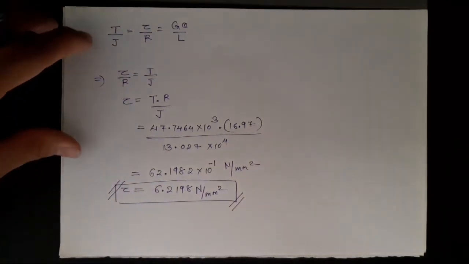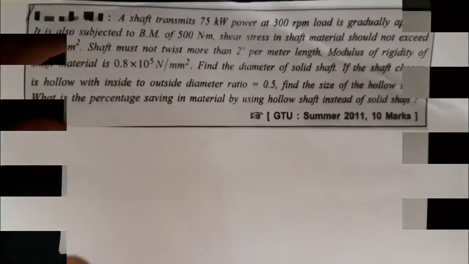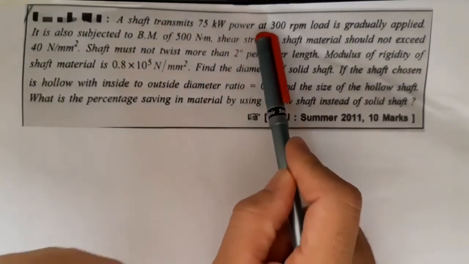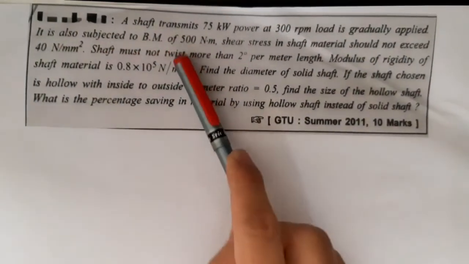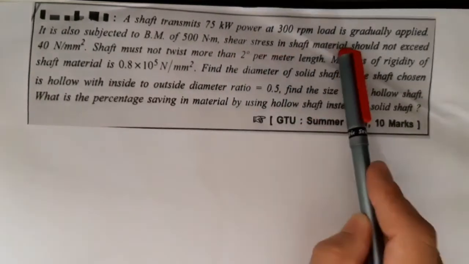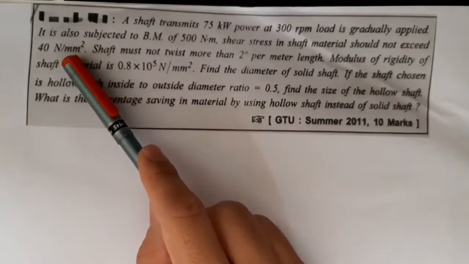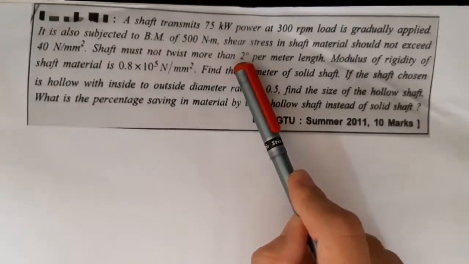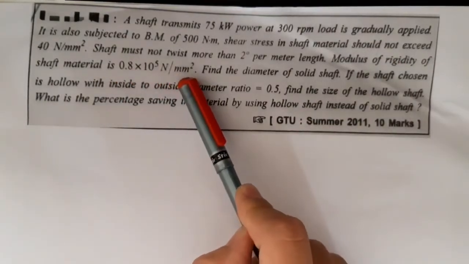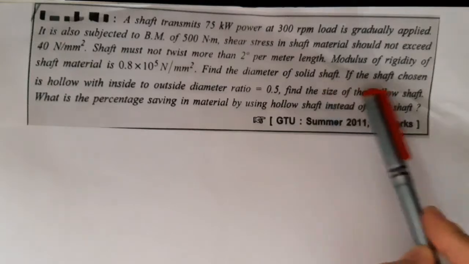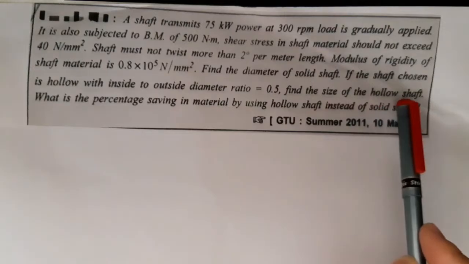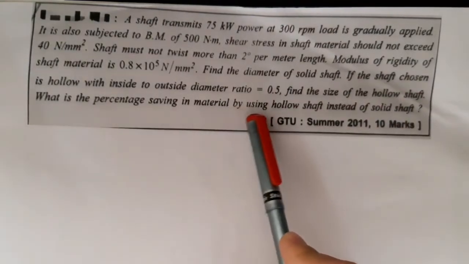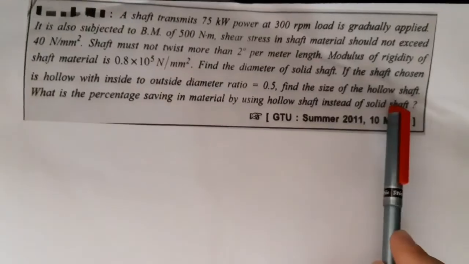Okay, so now we will move to next question. A shaft transmits 75 kilowatt power at 300 rpm. Load is gradually applied. It is also subjected to the bending moment of 500 Newton meter. Shear stress in the shaft material should not exceed 40 Newton per mm square. Shaft must not twist more than 2 degree per meter length. Modulus of the rigidity of shaft material is 0.8 into 10 raised to 5 Newton per mm square. Find the diameter of the solid shaft. If the shaft chosen is hollow with the inside to the outside diameter ratio as 0.5, find the size of the hollow shaft. What is the percentage saving in the material by using hollow shaft instead of the solid shaft?